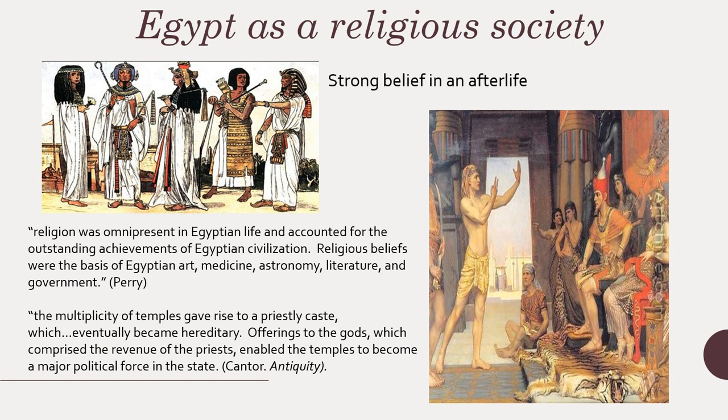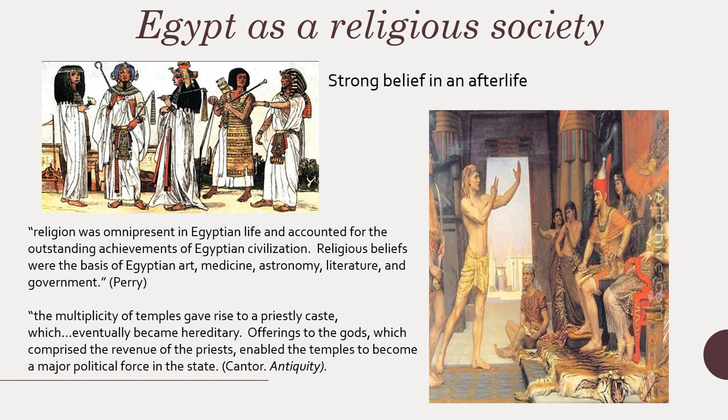This fits the pattern. Professor Perry, our beloved textbook author, said religion was omnipresent in Egyptian life and accounted for the outstanding achievements of Egyptian civilization. Religious beliefs were the basis of Egyptian art, medicine, astronomy, literature, and government. This also is often true, if not always true, of civilization, of people, that their religion often is the main inspiration behind much of their cultural life, and even moves into what comes to be known as science. And we saw the latter in Mesopotamia also.